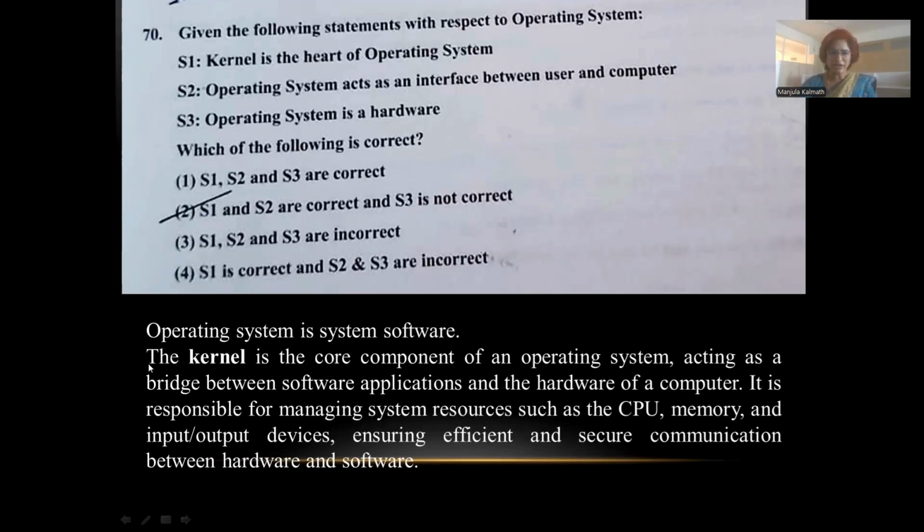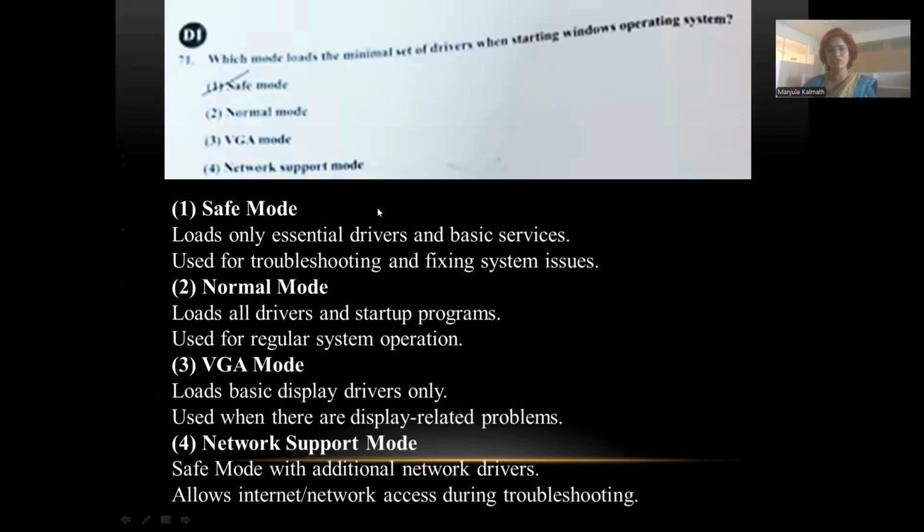Kernel identity. The kernel is the core component of an operating system, acting as a bridge between software applications and the hardware of a computer, an interface between the software as well as the hardware of the computer. It is responsible for managing system resources such as CPU, memory, and input-output devices, ensuring efficient and secured communication between the hardware and software. So the correct option for this question is the second one, that S1 and S2 are correct and S3 is the wrong one.